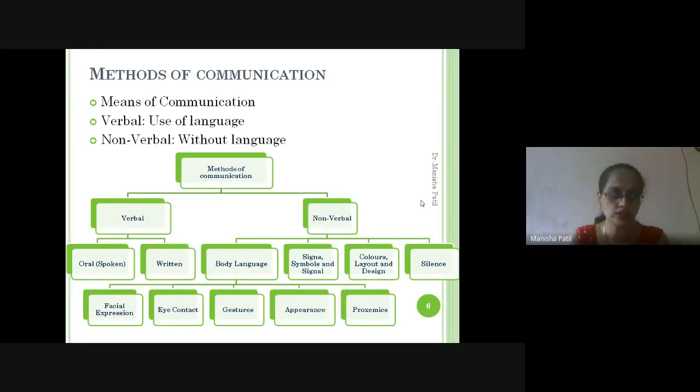Under verbal communication, you have oral communication and written communication. Under non-verbal communication, you have body language, which is subdivided into facial expression, eye contact, gesture, appearance, and proxemics. Apart from that, you have signs, symbols, and signals, colors, layout, and design, and finally, silence. Now, we will see them one by one.